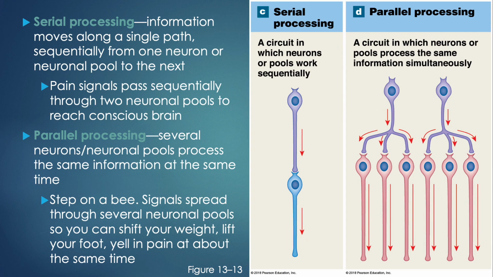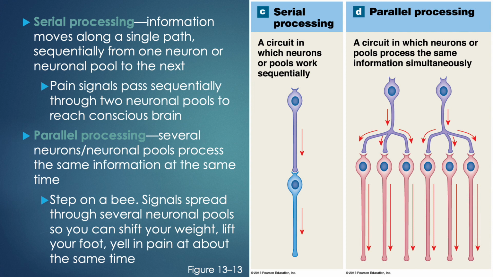Serial processing is probably the most straightforward of the neural circuits because it is absolutely a linear relationship, like somebody playing telephone. You say something like, I like pizza, pass it on, right? And then that message gets passed over and over to a whole bunch of different people. And at the end of the line, hopefully they still say, I like pizza, right? This is the idea of serial processing. So pain will pass that signal sequentially through 2 different neuronal pools until it reaches our conscious brain for processing.